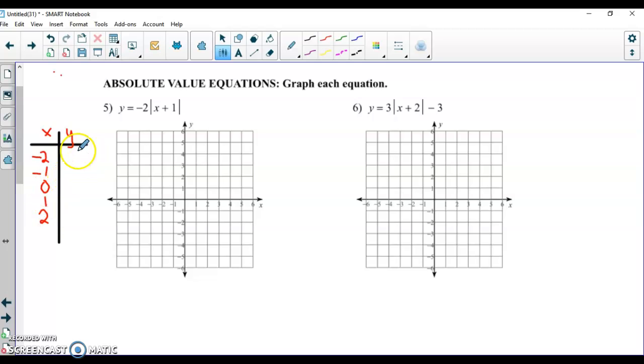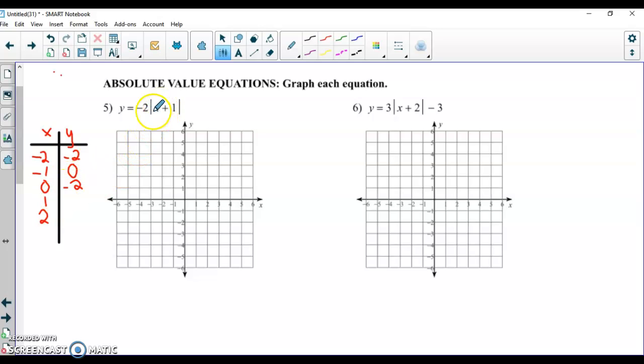And then we'll see what happens, and we'll see if we need to plug in any more points. So when I put a negative 2 in, negative 2 plus 1 is negative 1. The absolute value of negative 1 is 1. 1 times negative 2 is negative 2. I'll do the same thing for negative 1. And that, when I put in negative 1, negative 1 plus 1 is 0. The absolute value of 0 is 0, and 0 times negative 2 is still 0. When I put a 0 here, this becomes 1. The absolute value of 1 is just 1, and then 1 times negative 2 is negative 2.